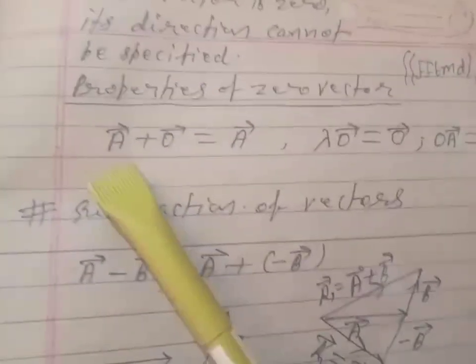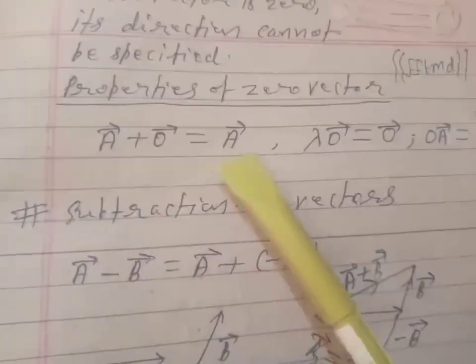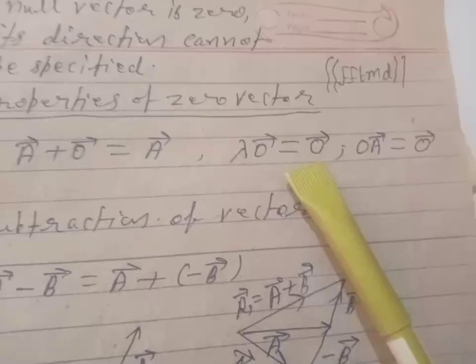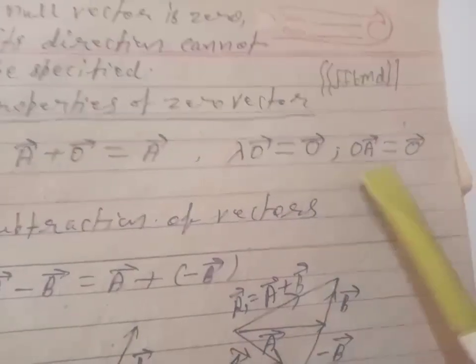Now, properties of the 0 vector. A vector plus 0 vector will be equal to A vector. Lambda into 0 vector will be equal to 0 vector. 0 into A vector will be equal to 0 vector.